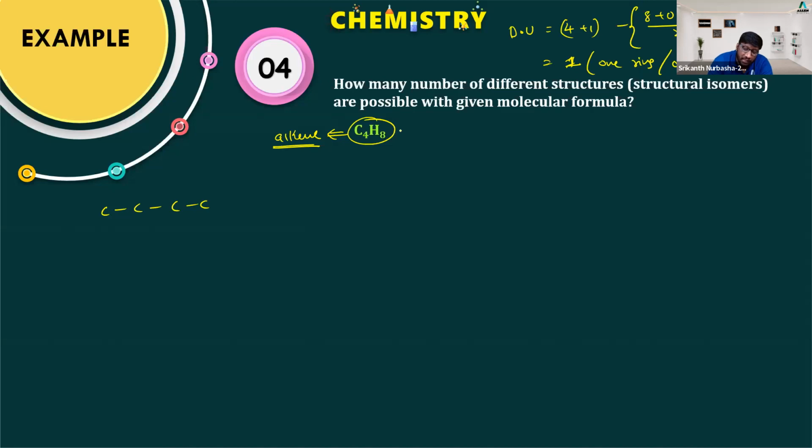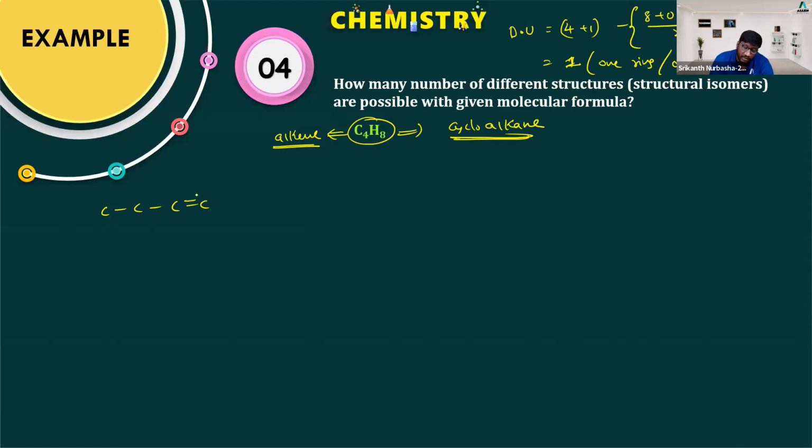So one pi bond means alkene, one ring means cycloalkane. So you have to look at both the cases. Understood or not? Because double bond equivalent is 1, you can have one ring or one pi bond. So one ring or one pi bond means you have to look at alkene systems as well as cycloalkane systems.